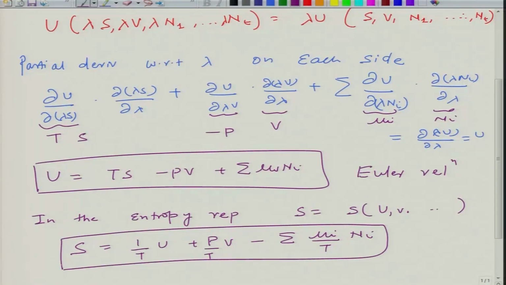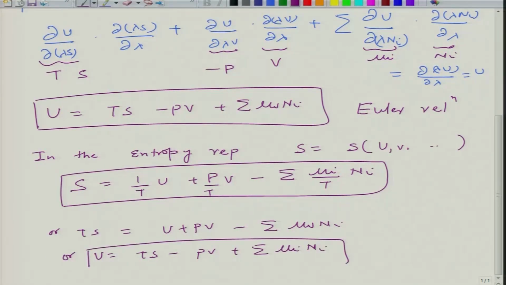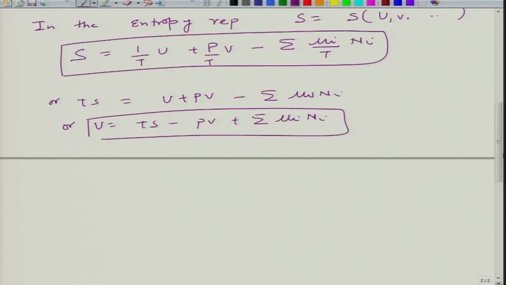Now, if you rearrange this expression, what you are going to get is T S equal to U plus P V minus summation mu i N i, or U equal to T S minus P V plus summation mu i N i, which is the same as that. Okay. So, this is exactly the same as the other expression. Okay. Now, if you take this relation, we can take the derivative of this expression. Okay, so we differentiate the above expression.